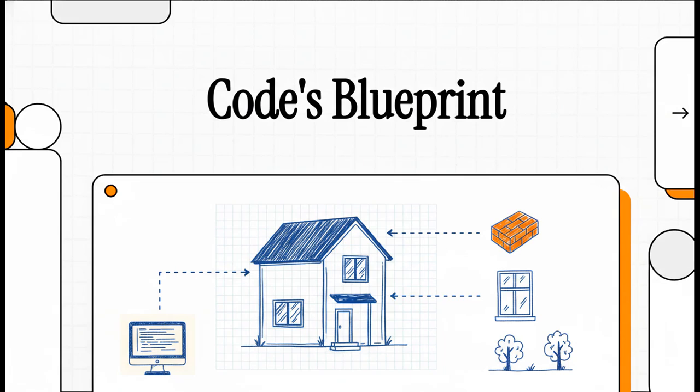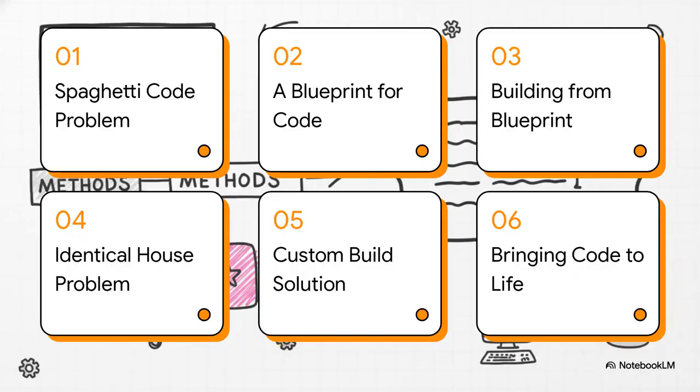All right, let's talk about one of the most important ideas in all of modern programming, classes and objects. Now, that might sound a little intimidating, but trust me, we're going to make it super simple by building a house. Not a real one, obviously, but we're going to use an analogy that makes this whole powerful concept click into place. So, here's the game plan.